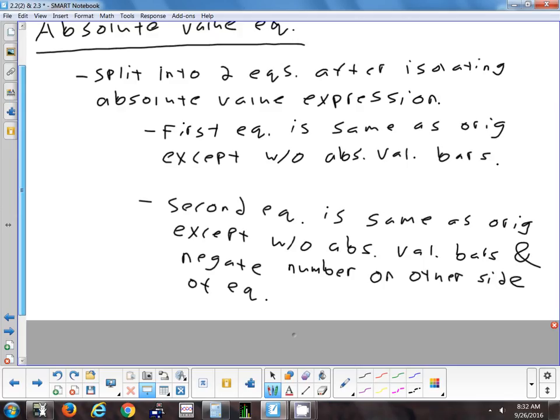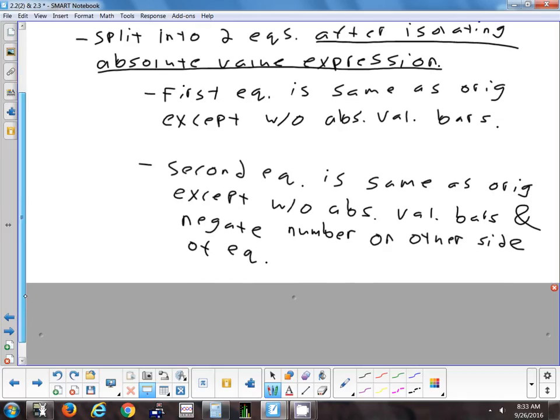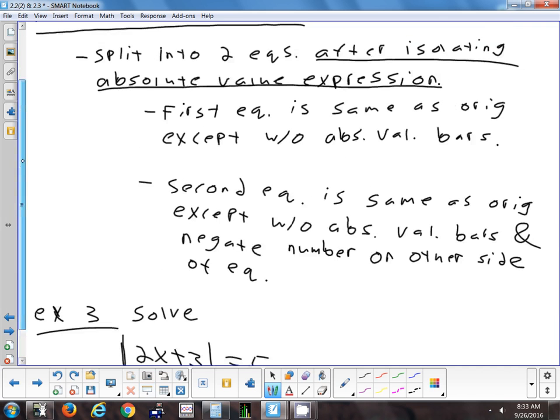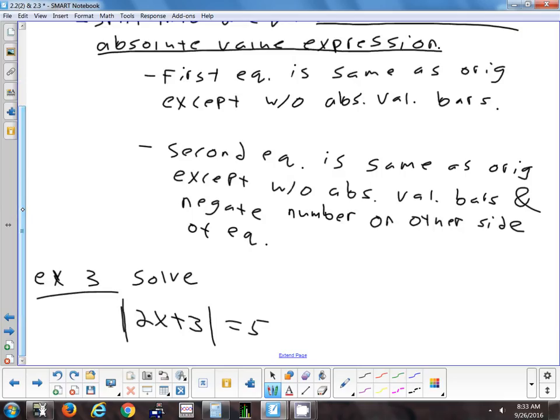Now, all of these steps assume that you've already isolated the absolute value expression. And the problem I'm going to give you is also already done. If that wasn't done, you need to do that first: isolate the absolute value expression. Okay, example three, that's a problem where the absolute value expression is already isolated.